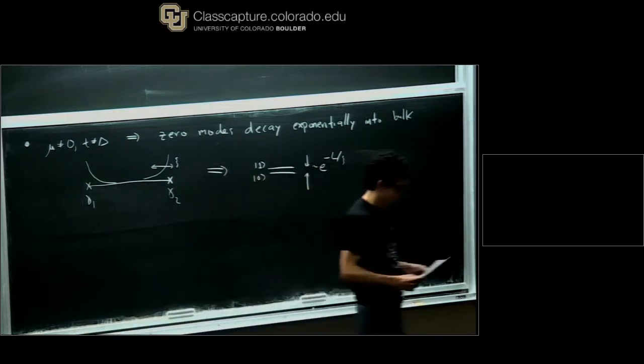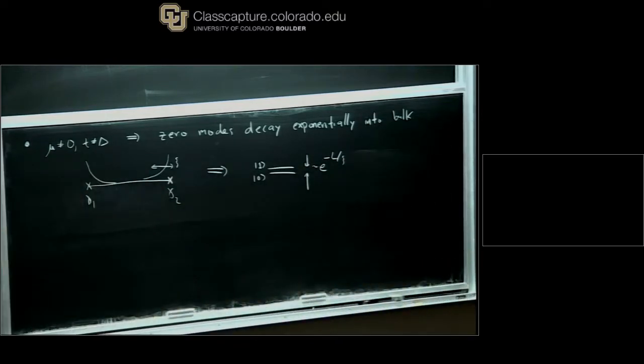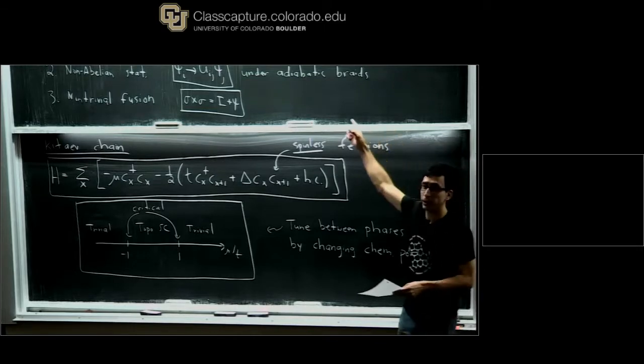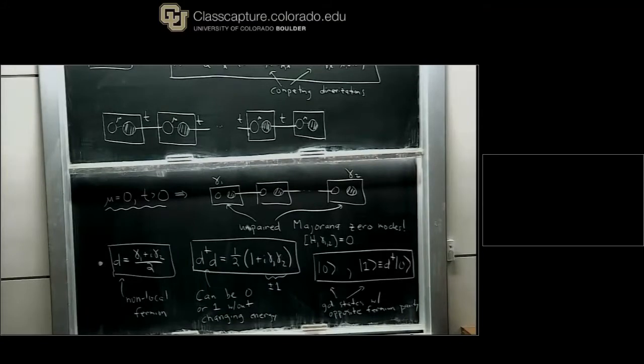Nice. Okay, so what I would like to do now is make a hopefully pretty direct connection to Ising anyons. And one of the defining characteristics of Ising anyons is robustness of that degeneracy and local indistinguishability of those ground states. So in fact, this approximate ground state degeneracy is indeed robust to arbitrary local perturbations, including interaction terms.